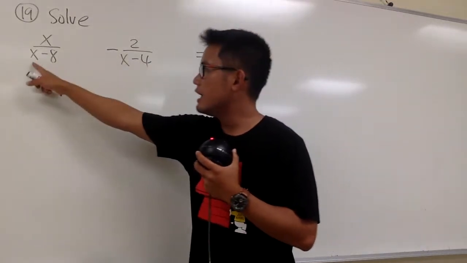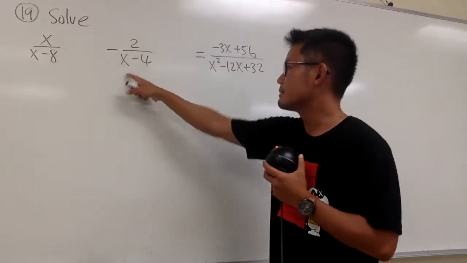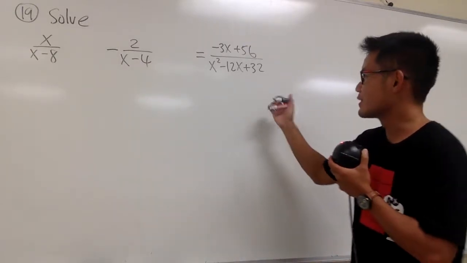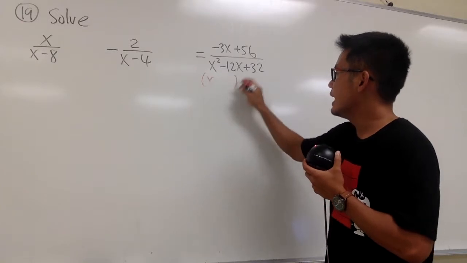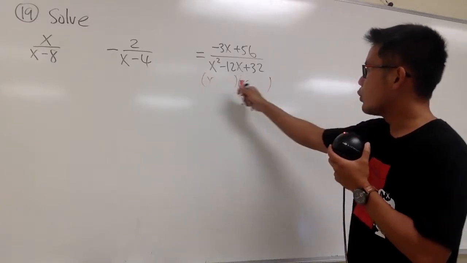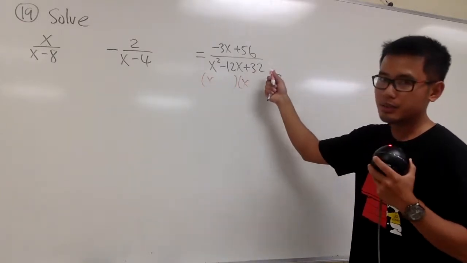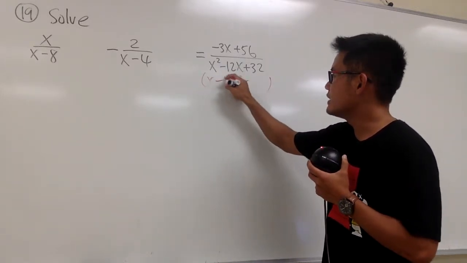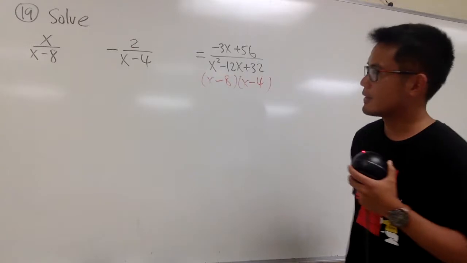Okay, we see x minus 8, we cannot factor. x minus 4, we cannot factor. This one, we can, right? So let's go ahead and do that. So x and x right here. And now what times what gives us positive 32, and together they add up to be negative 12? We need to use negative 8 and negative 4, all right?